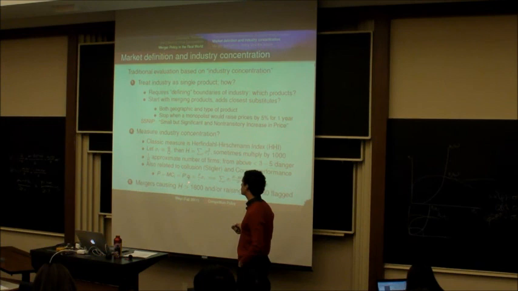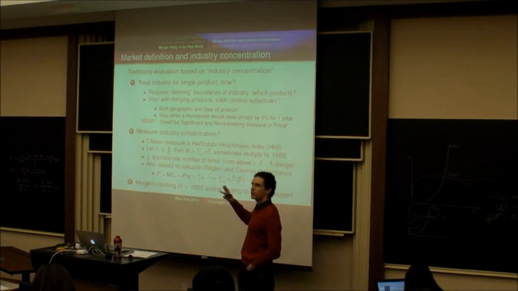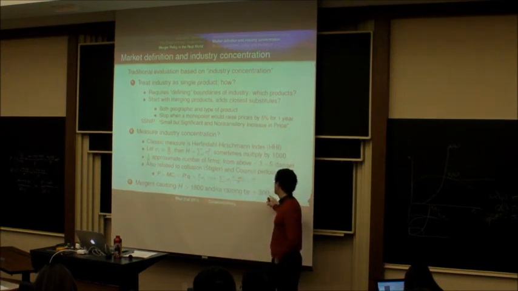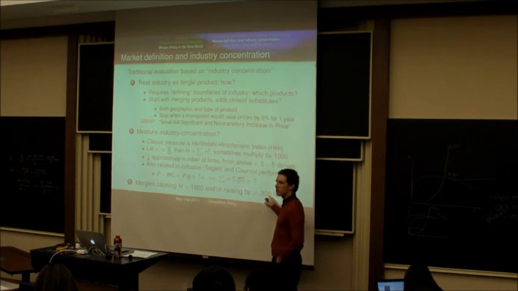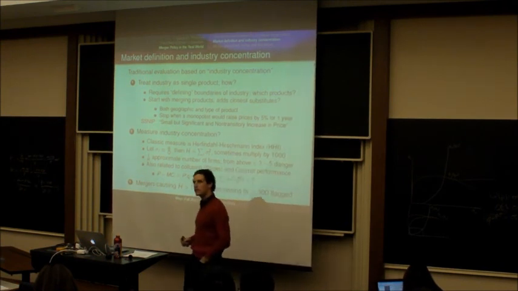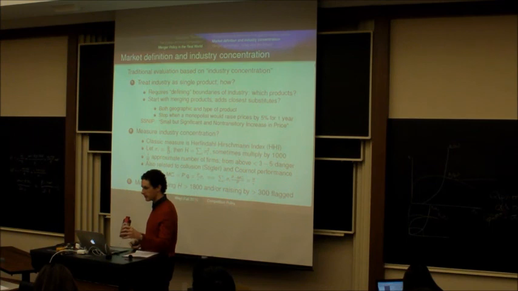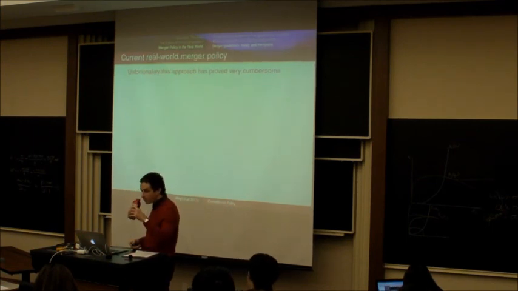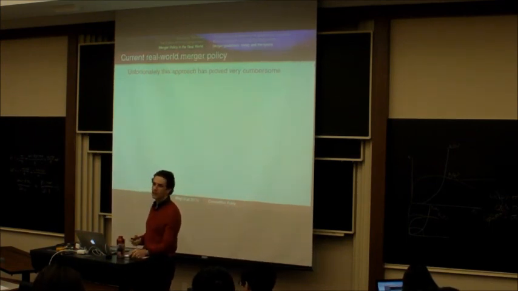And what they usually do is they look at whether H is greater than 1,800 after the merger. So if there are going to be fewer than 5 firms after the merger, and/or the merger causes the HHI to rise by 300, then they view the merger as potentially problematic. Unfortunately, this is kind of a nice little standard, but it's proved very cumbersome to apply in the real world.